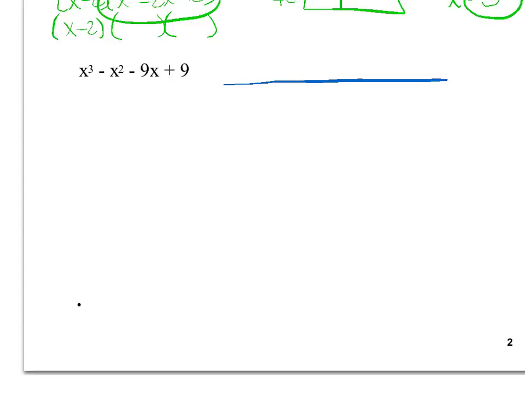So I find my possible zeros. On top, I'm going to take the multiples of 9, 1, 3, and 9. On bottom, will just be multiples of 1. So now I have fewer to try here. I only have 6 to try. So let's just try 1 and see if it works.